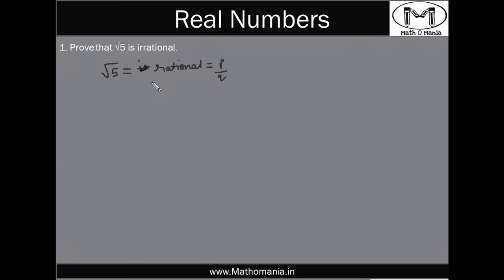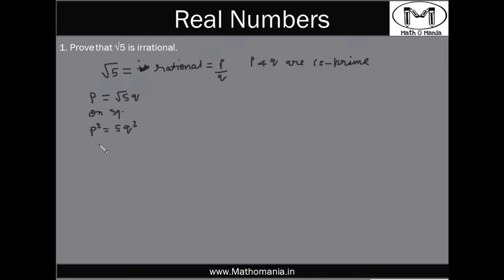Now we'll contradict our assumption, using the method of contradiction. Root 5 is rational, so it must be of the form p upon q, where p and q are co-prime. Co-prime means that they don't have any common factor other than 1. Then we can write p as root 5 into q. On squaring both sides, we get p square is equal to 5q square.